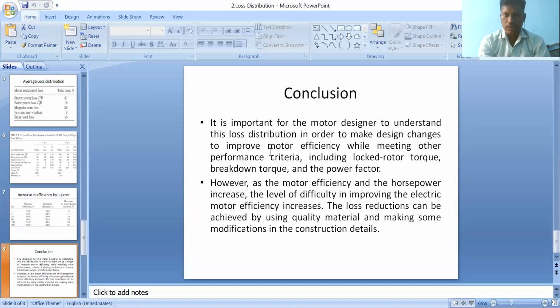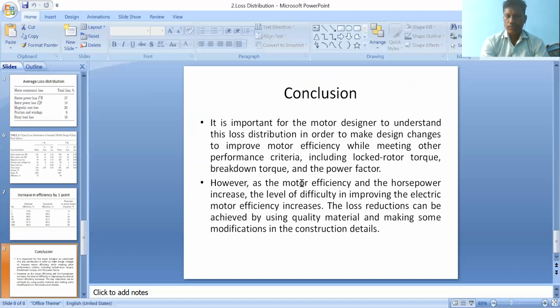So up to now we discussed the loss distribution for different motors, for 1 HP motor and 5 HP motors. From that, what we concluded is that it is important for the motor designer to understand this loss distribution in order to make changes to improve motor efficiency while meeting other performance criteria, including locked rotor torque and breakdown torque, and finally power factor. That is locked rotor torque, breakdown torque and power factor.